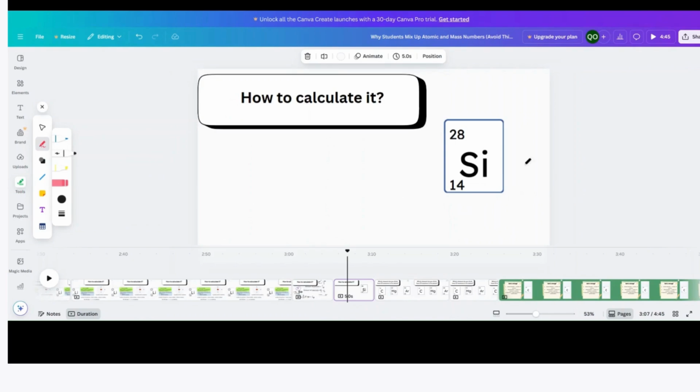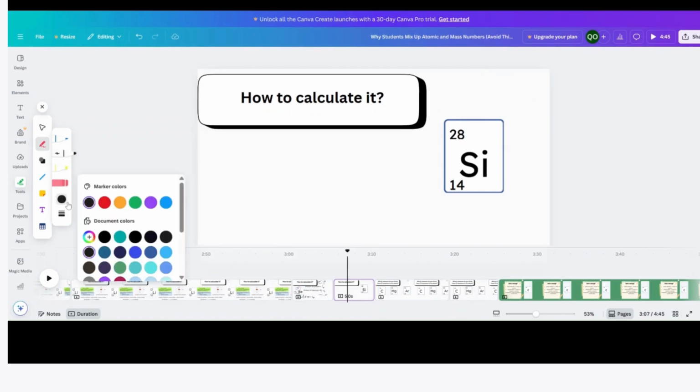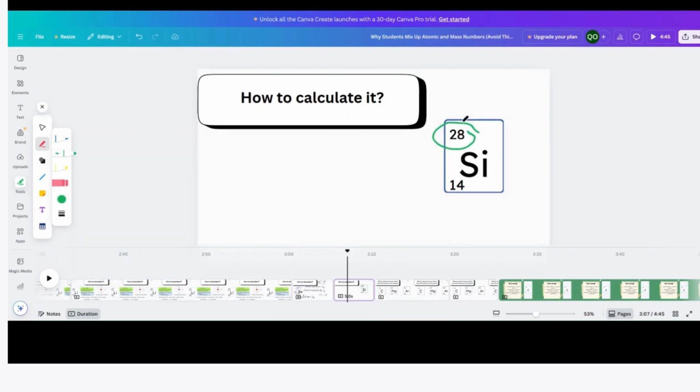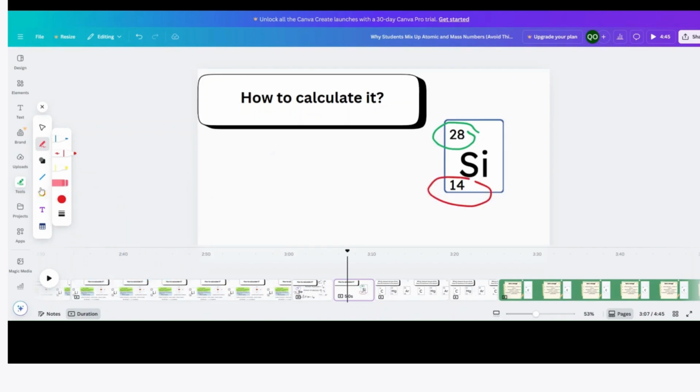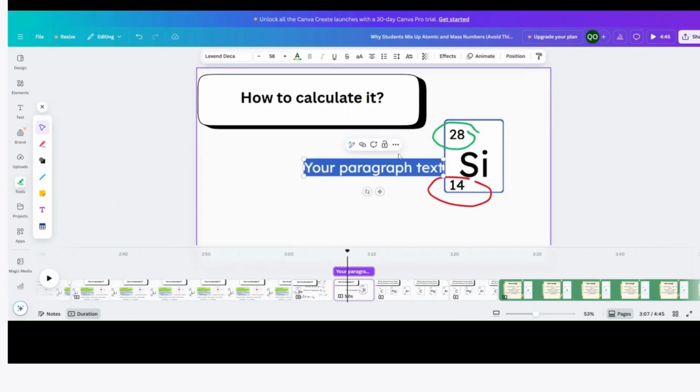Let's look at another example. Si. What does Si stand for? The symbol Si on the periodic table. If you guessed silicon, you were correct. Okay, so where is the atomic number? Well, let's start with the mass number. Mass number, the big one. There's the mass number. Where is the atomic number? The amount of protons. Protons is here.